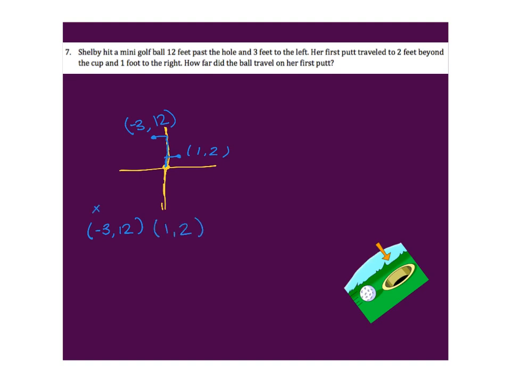So I am going to have an x1, y1, and an x2, y2. So we're just going to do the same thing we were doing before. We're going to plug it into the calculator. So (1 minus -3) squared plus (2 minus 12) squared. If we plug that in, we are going to end up with the square root of 116.